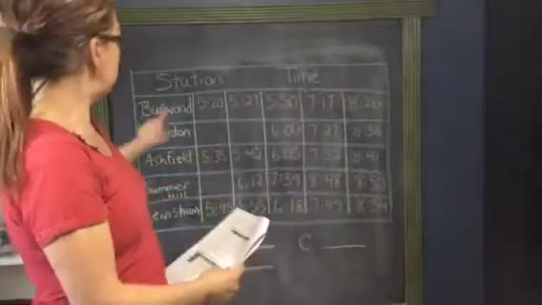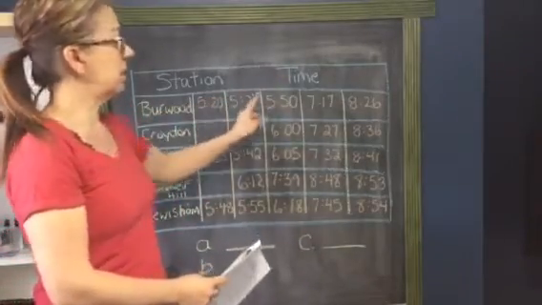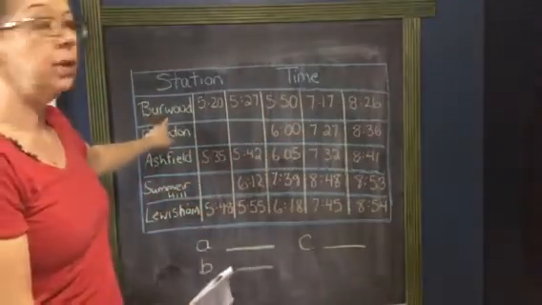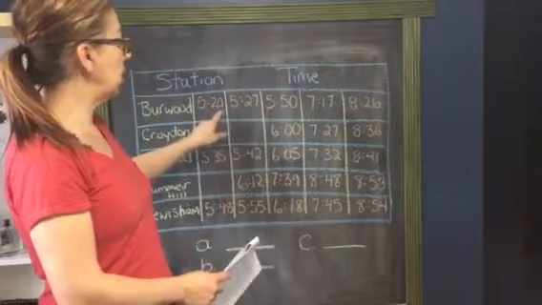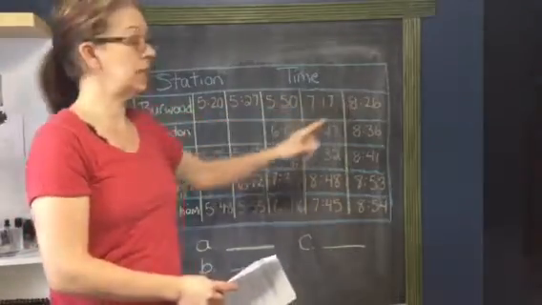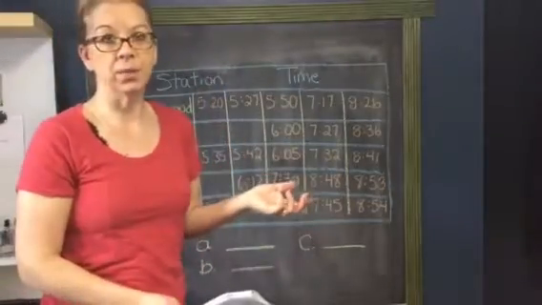So these are the stations, so the places the train stops. These are the times that the train stops at these stations. So this would tell me that at Burwood, I could catch a train at 5:20, 5:27, 5:50, 7:17, 8:26. Same with these ones. If there's no answers here, that would mean the train doesn't run at that time to that station.